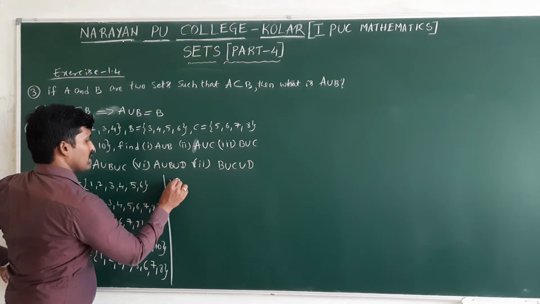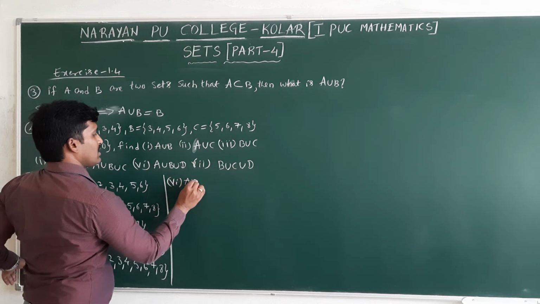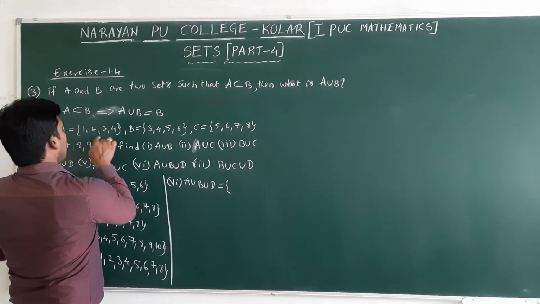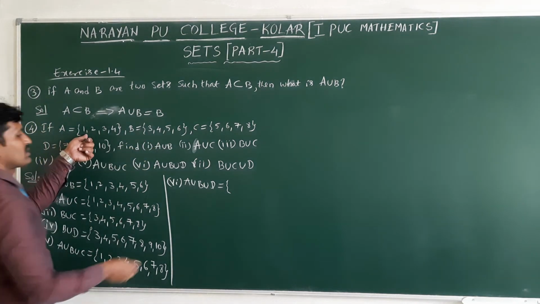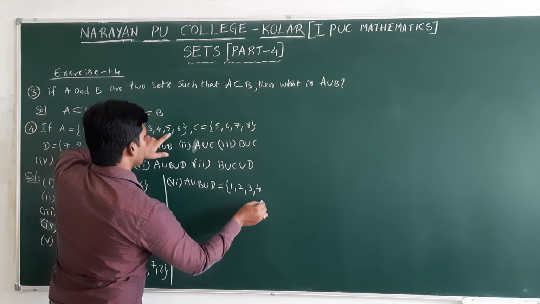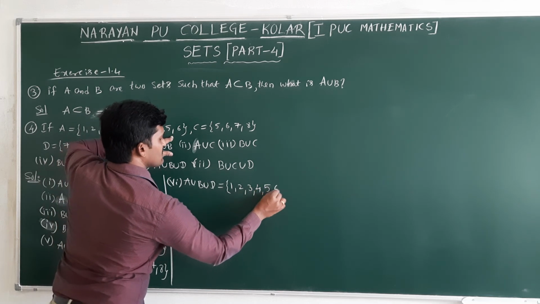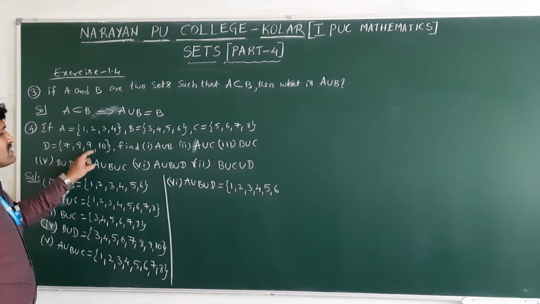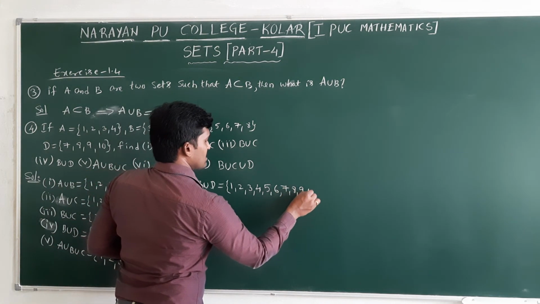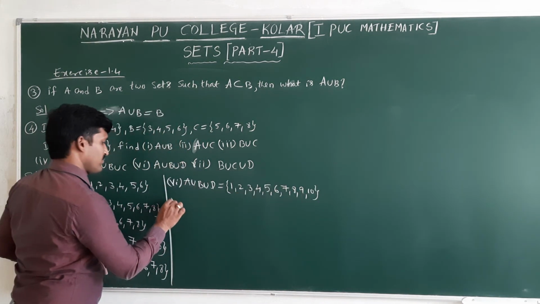Next to sixth one. Sixth one what? A union B union D. A, B and D we need to write. What? A 1, 2, 3, 4. 3, 4 again not required. 5, 6. Here what is that? 7, 8, 9, 10.